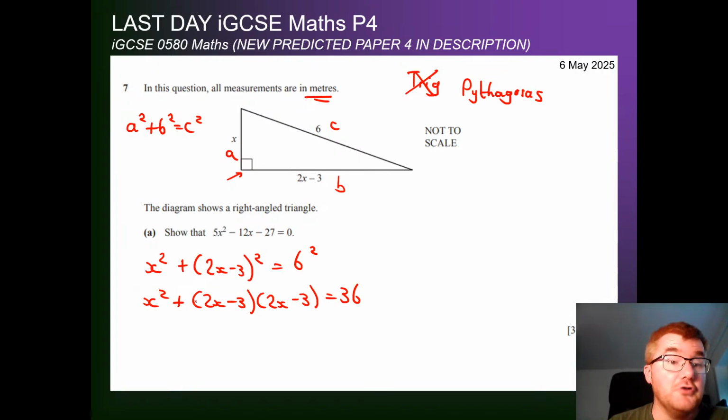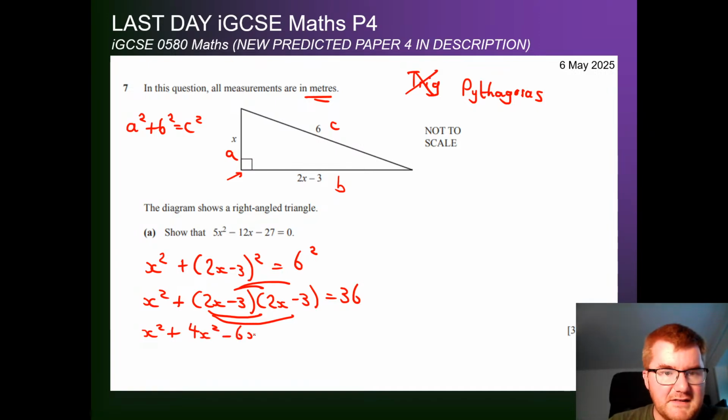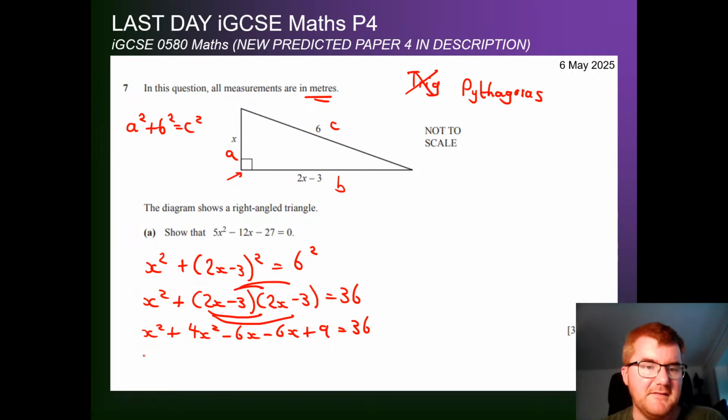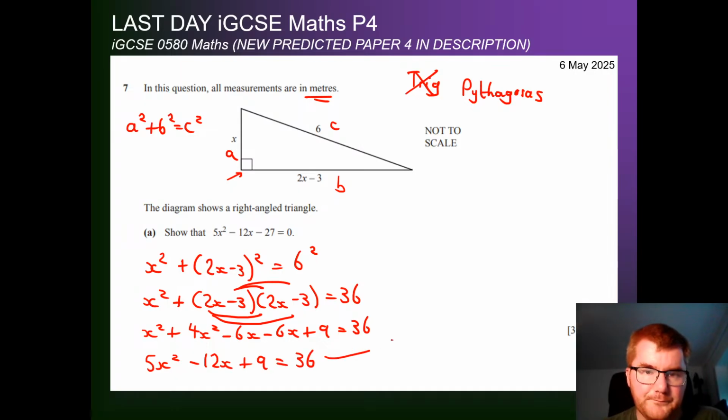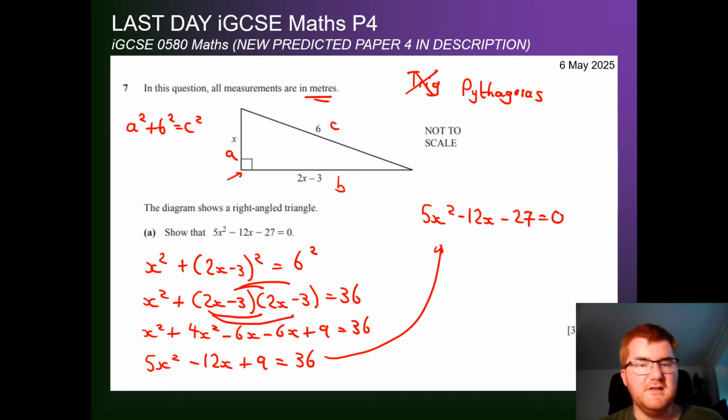This is just an algebra exercise. So we're going to multiply out the brackets using FOIL or the eyebrow, lots of ways to describe it. So we get 4x squared minus 6x minus 6x. Notice how quickly I'm doing this algebra, because it's practised again and again, it's really important. That gives us 5x squared minus 12x plus 9 is equal to 36. Minusing 36 from both sides, 5x squared minus 12x minus 27 is equal to 0.